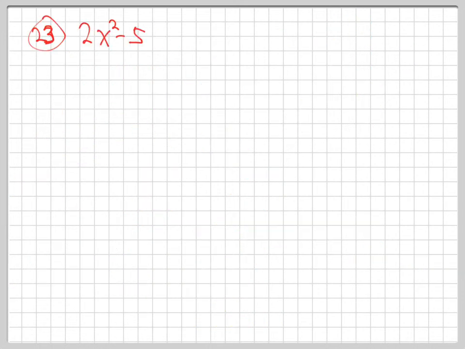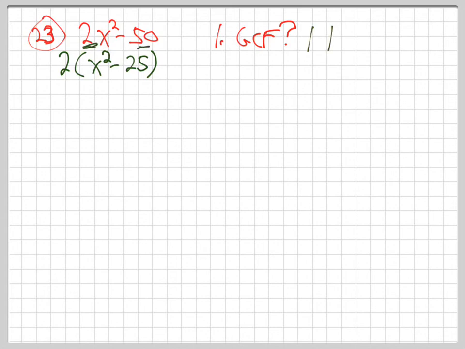Okay, 23. 2x squared minus 50. First step, is there a GCF? Is there something in common to those two terms? Yes. 2 can come out, can't it? Right? 2 goes into 2 and into 50. So you do one big parenthesis, right? Take a 2 out, 2 times x squared would be 2x squared, 2 times 25 would go back to 50, okay? And now that 2 in the front, remember, he just stays there.